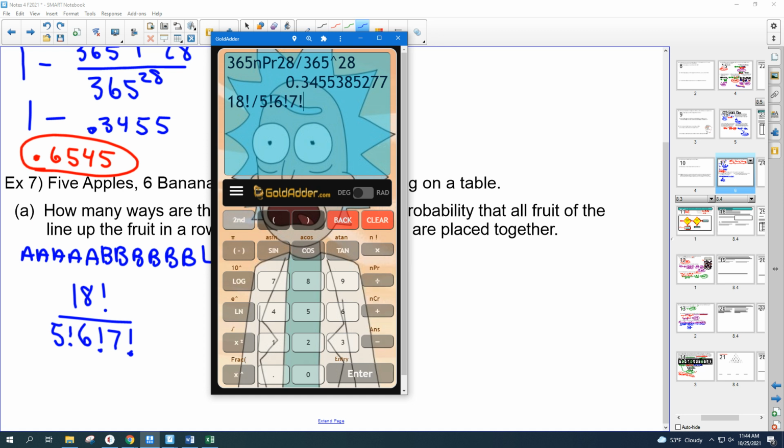I don't think that's going to work. I think I need to put parentheses. $14 million or so.